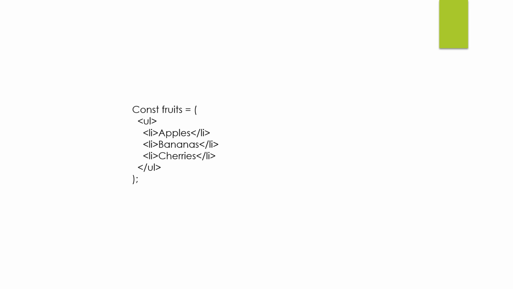Similarly, we want to define a list of fruits. So for that one, we have created one variable called fruits, and we are using the HTML code for defining the list of the fruits like apples, bananas, cherries.